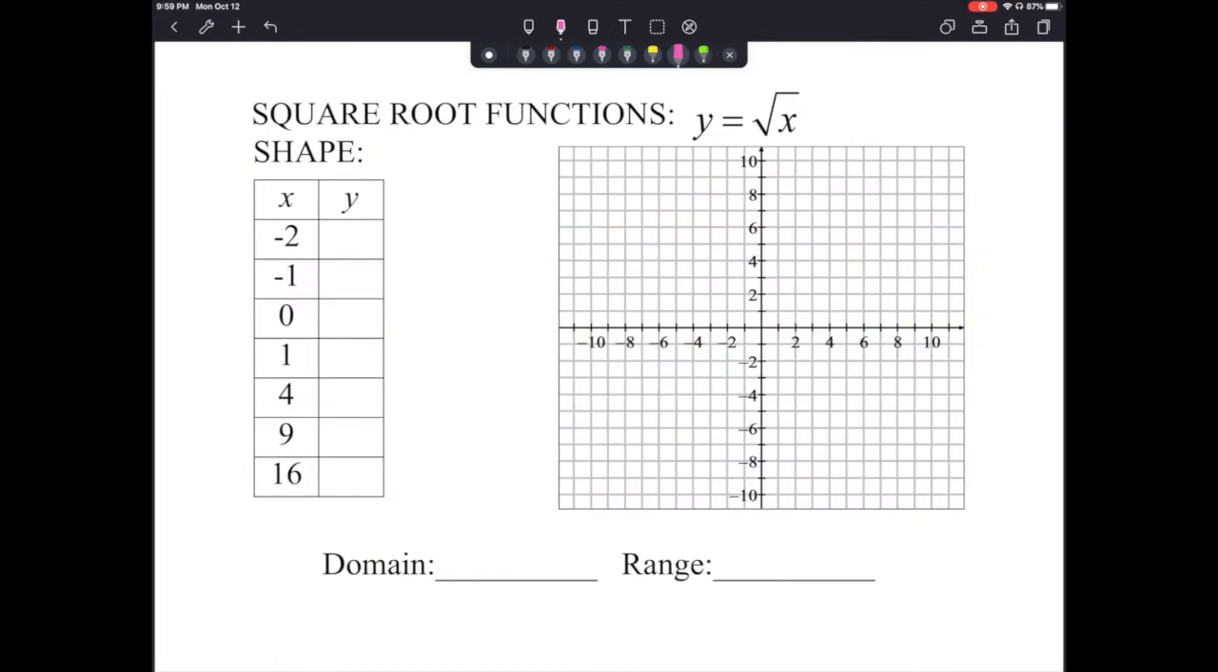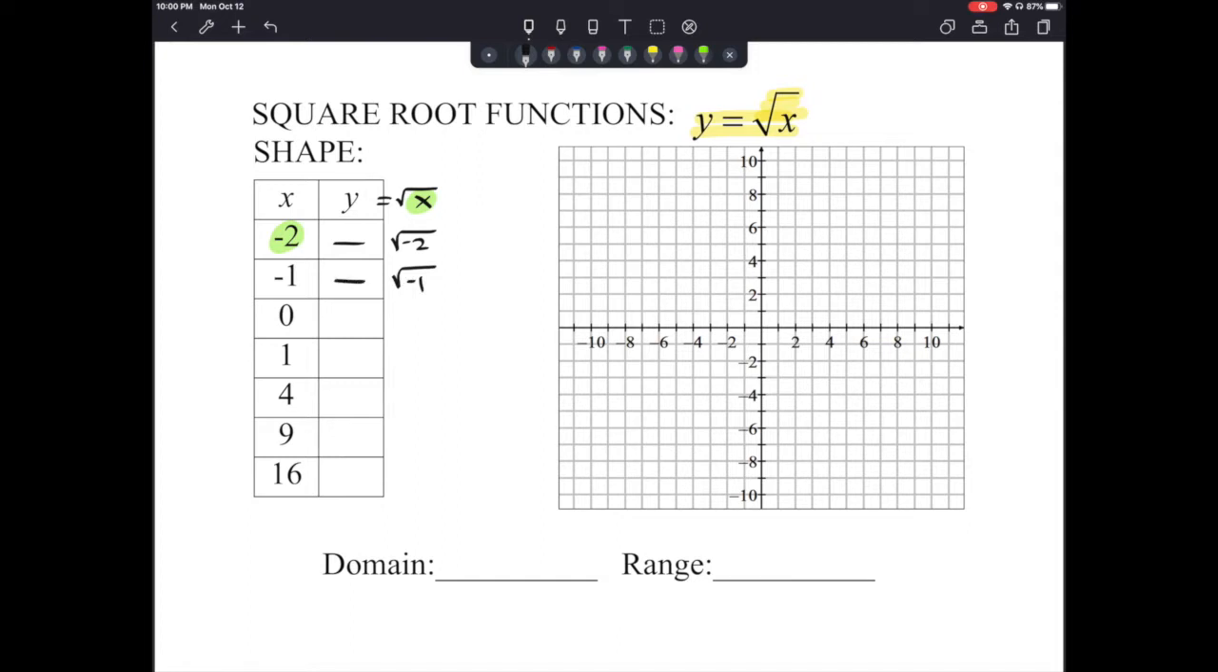Let's get started. So for a square root function, we're going to graph the parent equation, y equals the square root of x. This is the most basic square root function you can have. Now, if you were to make a table of values to get points to plot this function, one thing you would notice is that when you try to plug in negative numbers for x, the negative numbers don't work. We can't take the square root of negative 1.